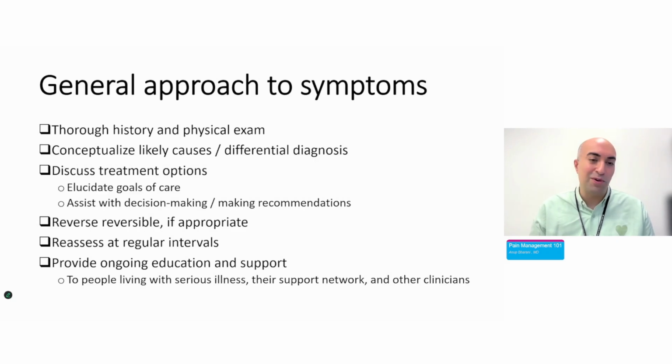I think it's always appropriate to reverse what is reversible and help guide teams in that setting, even if someone has an advanced illness or a limited prognosis. Train your teams, your colleagues around you, to reassess at regular intervals, even if you're not able to do it. And then consider what education and support you can give for ongoing support, not only to your colleagues, but also to patients themselves and their families.